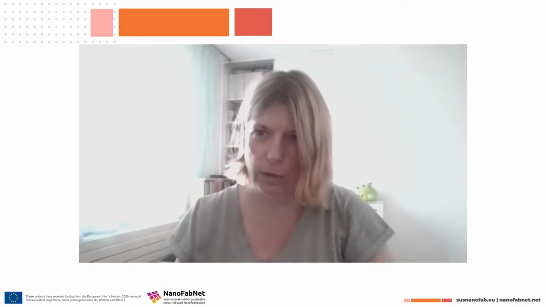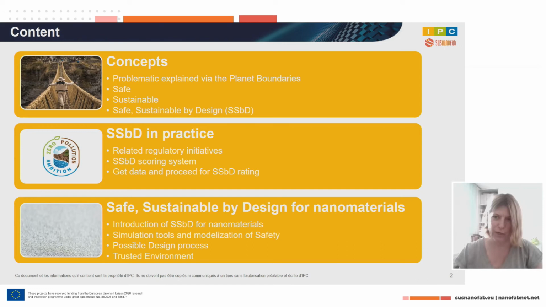So this afternoon, we will see the definition and the explanation of this concept. What are the criteria called safe and sustainable by design? And after this, I will explain what it means in practice. Is it a regulatory aspect? How to proceed if we want to apply safe and sustainable by design, or SSBD as we tend to call it. And we will finish with a specificity of this SSBD for nanomaterials, with some introduction of possible tools, processes, and also studies that have been done specifically for nanomaterials on SSBD.